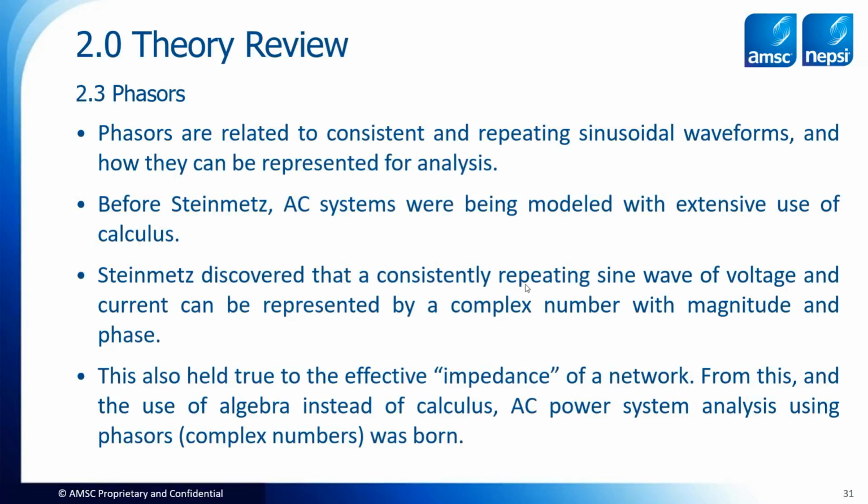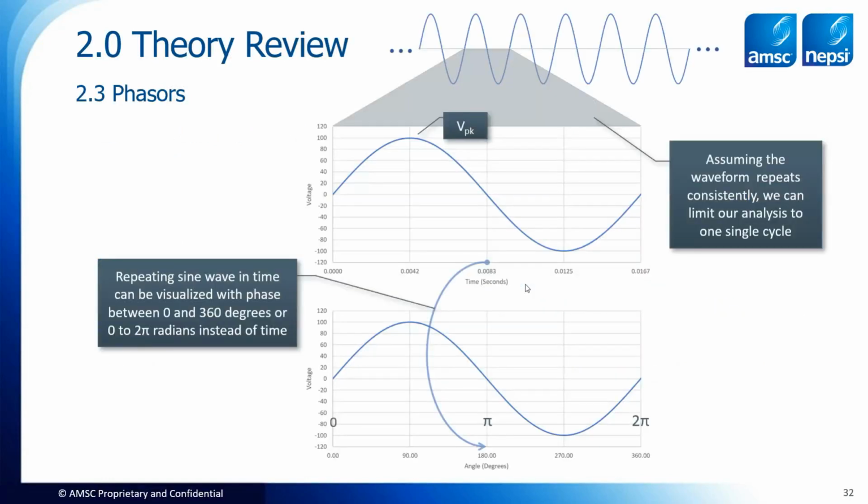This also held true for the effective, quote, impedance of a network. The impedance didn't exist before Steinmetz came up with this. So basically what was developed was a complete methodology for AC system analysis. From this, we discovered that we can use algebra instead of calculus for AC power system analysis, and analysis with complex numbers, or phasors, was born.